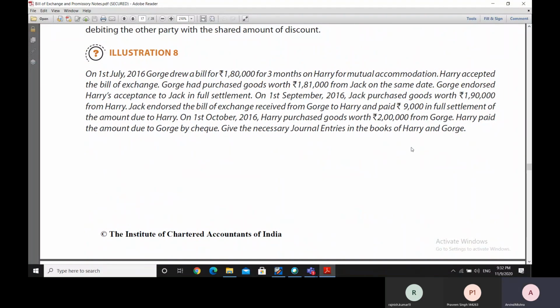Now let's go to illustration 8, in respect of accommodation bills. Here we are seeing that on 1st of July 2016, George drew a bill for 1,80,000 rupees for 3 months on Harry for mutual accommodation. So this bill is not issued to make any payment as such, or in respect of any purchase that is made, but it is only a mutual accommodation to raise the finance. Now Harry accepted this bill of 1,80,000 rupees.